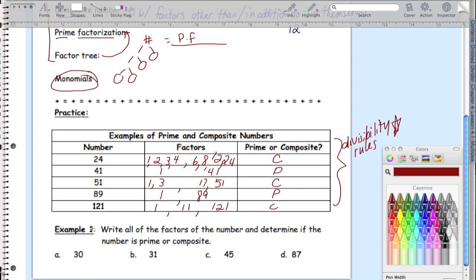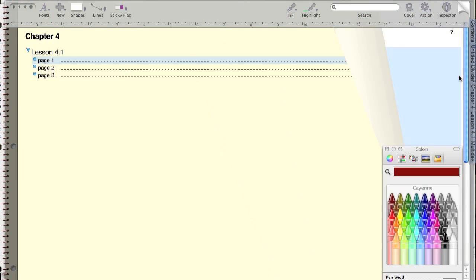All right. We're going to skip example 1 mainly because it's the same thing we just did up above here, but you would list the factors. Obviously, if there's more than just 1 and itself, it's composite. If the only thing that divides into the number evenly is 1 and that number, then it's going to be prime. Take a look at the next page.